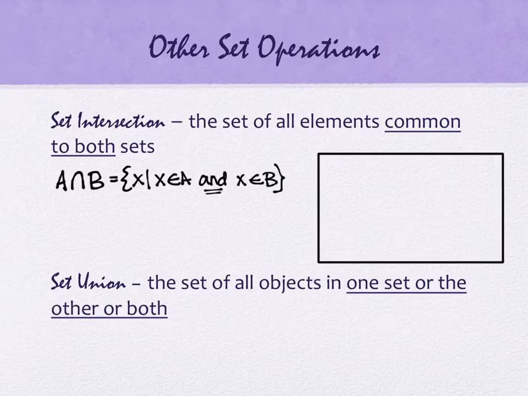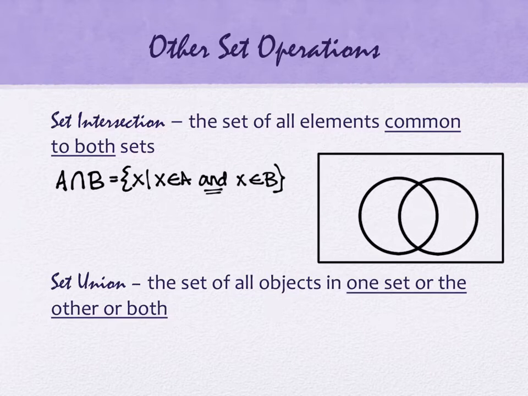And the Venn diagram picture, you don't have to draw it as big as mine. I just have more space on mine than you do. It looks something like this. So we have two sets, and they overlap a little bit. And specifically, the intersection is the overlap. Okay? So that's an intersection.